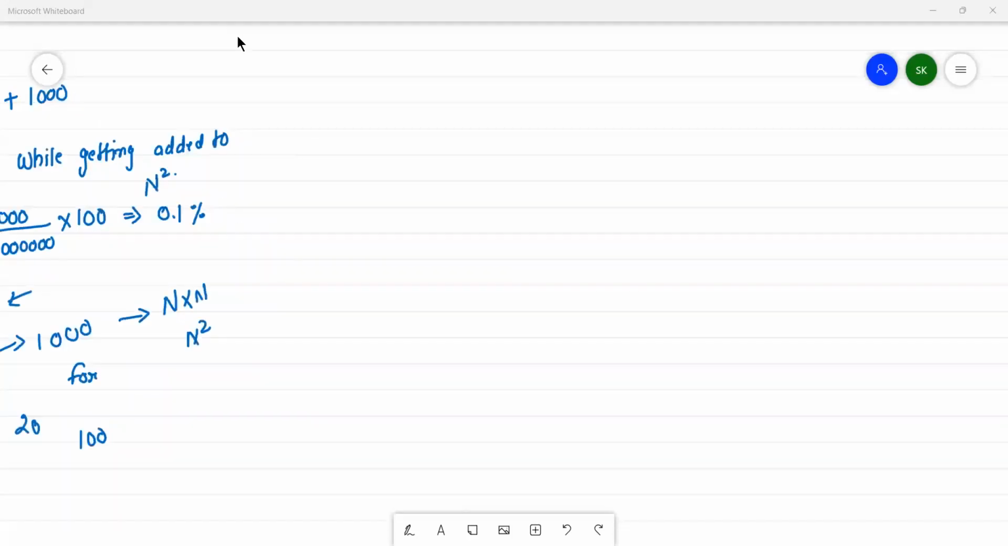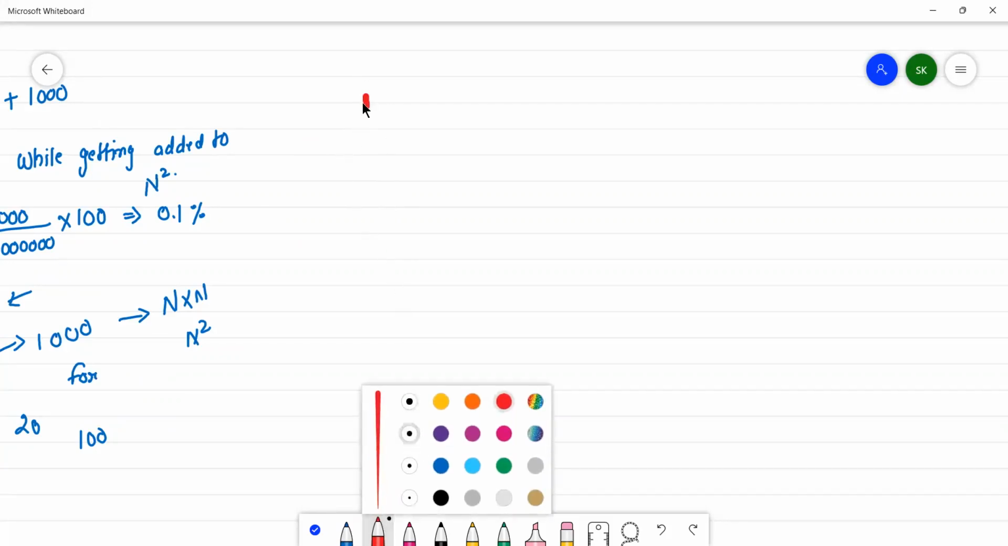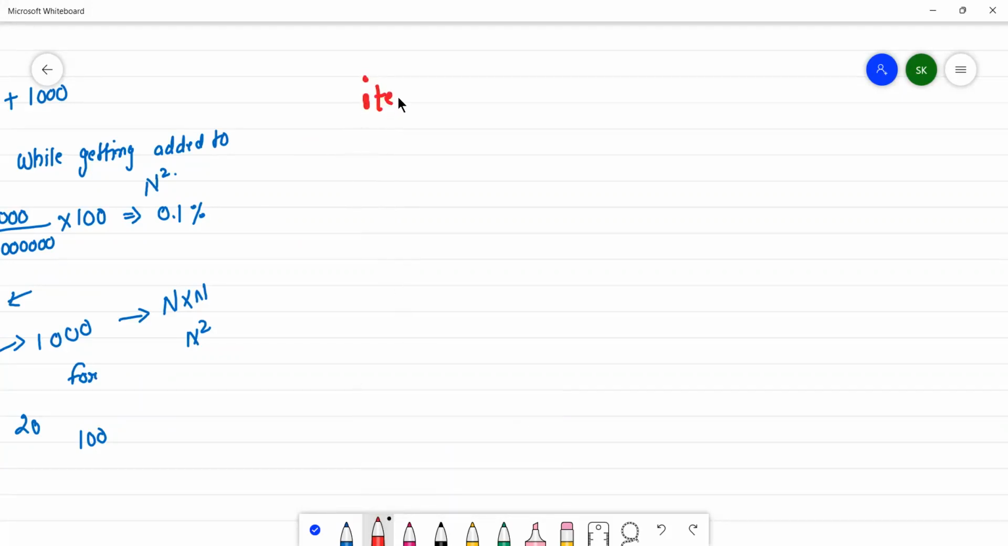The next very important thing is that whenever we try to find the time complexity, we see the number of iterations. We always consider the number of iterations. How many iterations are happening?